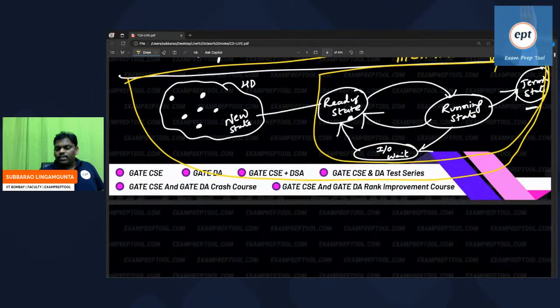Next one. Initially, program typing and all are in the new state. But whenever everything is done and compilation is successfully over, your program will be shifted to the ready state. Now your program is ready, but the CPU is not ready. Some people ask, sir, program ready, CPU not ready, what is the meaning? I am explaining now.